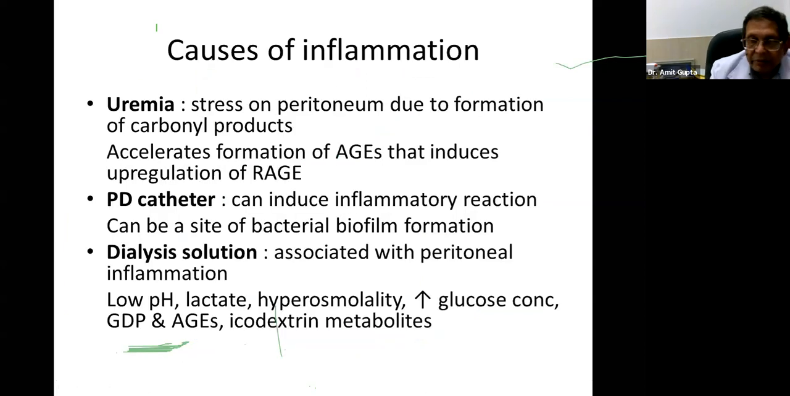The other cause of inflammation is uremia, the stress on the peritoneum due to formation of other carbonyl products. This can accelerate the formation of advanced glycation end products that induces upregulation of RAGE. The PD catheter itself can induce an inflammatory reaction and can be a site for bacterial biofilm formation. The dialysis solution, as I mentioned, is associated with increased peritoneal inflammation because of low pH, presence of lactate, hyperosmolarity, increased glucose concentration, and the formation of glucose degradation products and advanced glycation end products, and certain icodextrin metabolites can also increase the peritoneal inflammation.